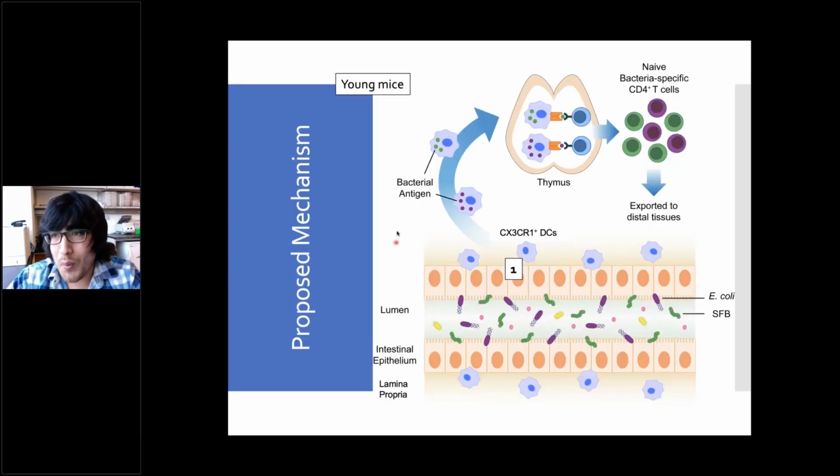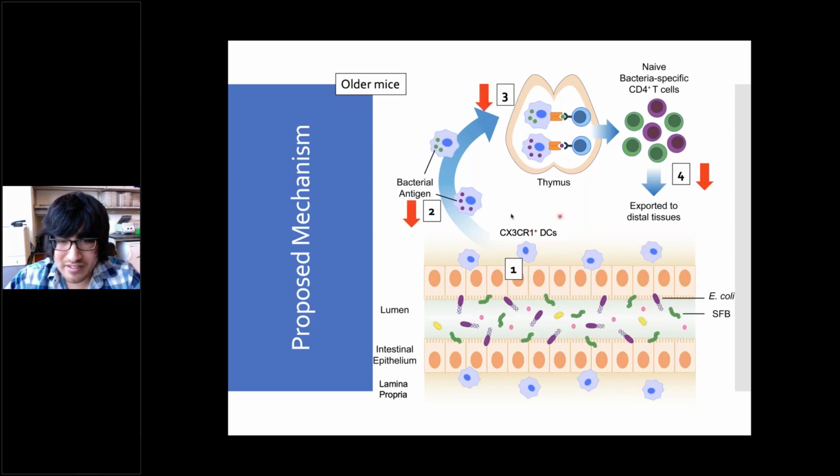Good. So with this, we propose the following mechanism in which young mice, so mice at weaning, are first going to have their CX3 dendritic cells uptaking antigens in the gut. Then these cells are going to migrate with the bacterial antigen all the way through to the thymus. And in the thymus, they are going to present bacterial antigens to developing naive T cells, expanding the number of bacteria-specific CD4 positive T cells we find in the thymus. And then these cells are going to be exported into distal tissues, which could also be the gut, to exert their effects.